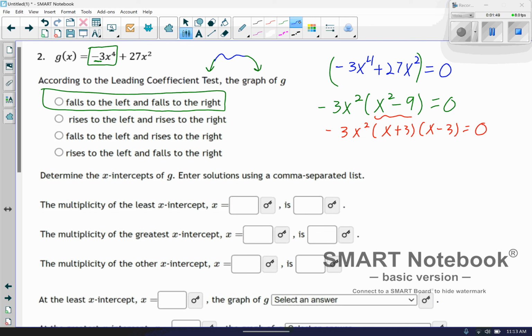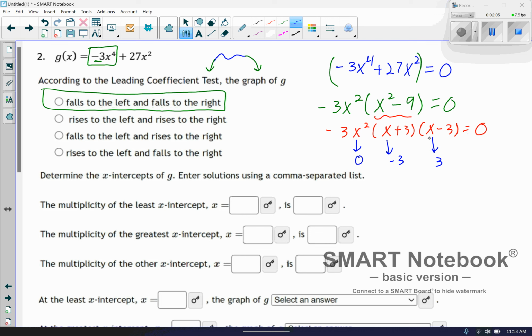And so I have three x-intercepts. So right here, that's going to be 0. That's going to be negative 3. And that will be positive 3. Those are the three values that will satisfy this equation. Those are my x-intercepts on my graph.